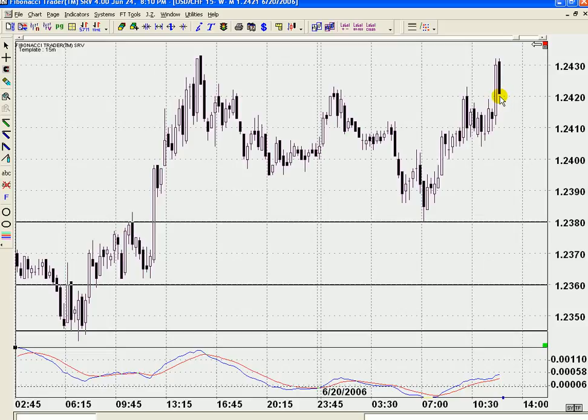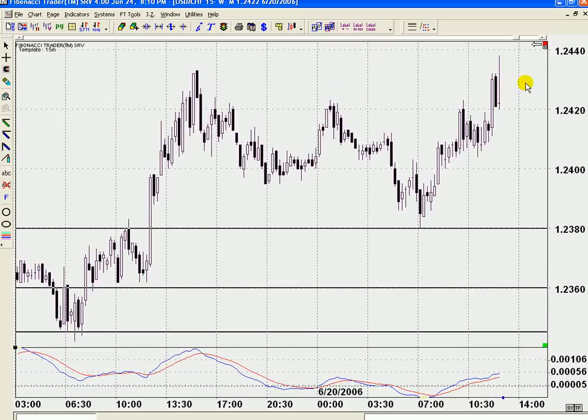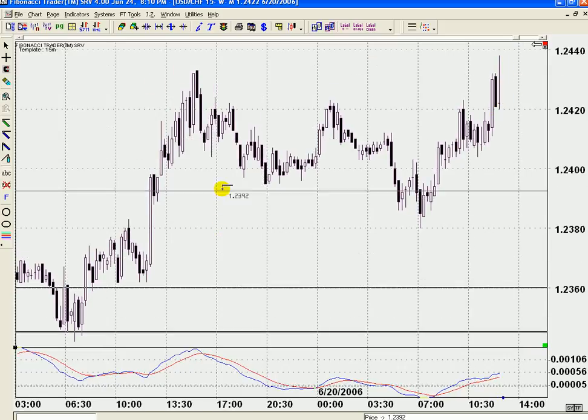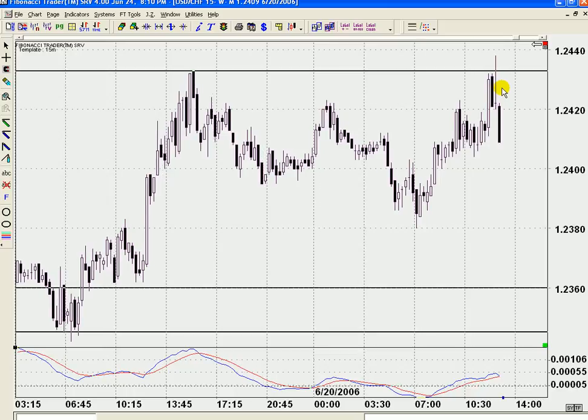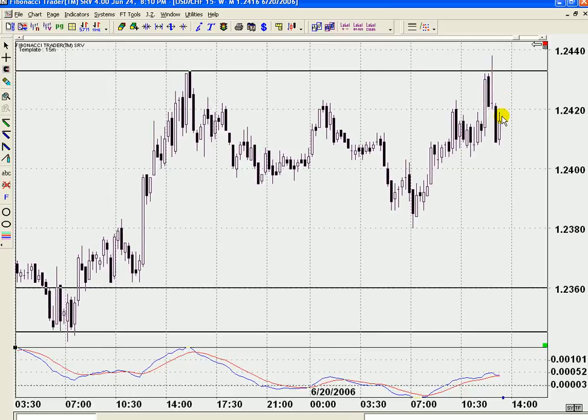Is anybody short here? Wonderful. We get a spike through the high and a beautiful rejection, a long-legged dragonfly doji. Once price failed to trade above this high, you want to short that baby. So if you short it at, let's say, 124.25, let's watch.